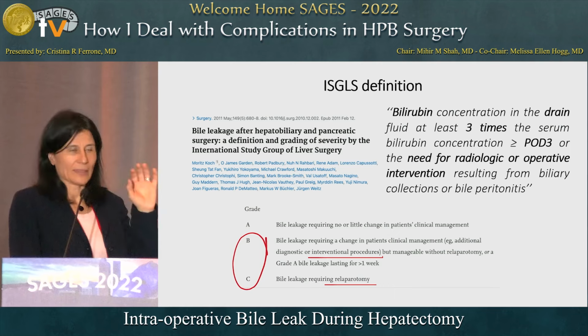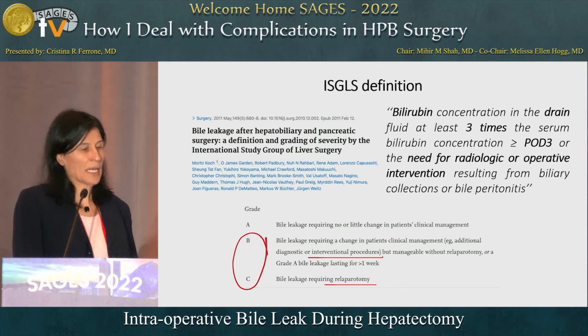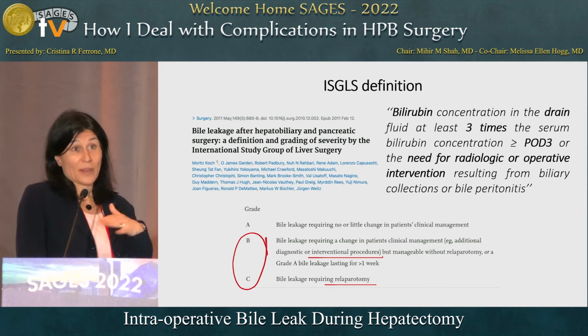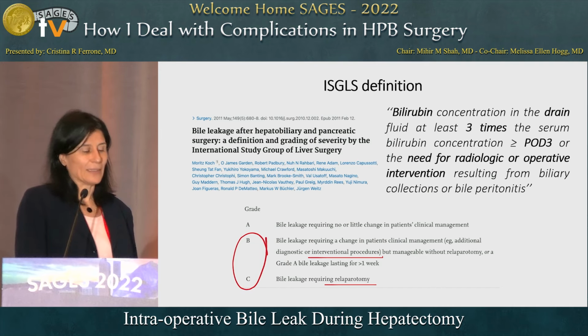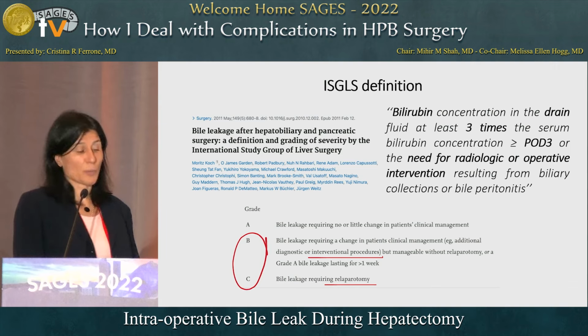the common bile duct and more major bile duct injuries in addition to the liver resection. But what I thought I'd start off with is the official definition of a bile leak, which is the bilirubin concentration in the drain fluid of at least 3 times the serum bilirubin concentration after or on postoperative day 3, or the need for radiologic or operative intervention resulting from biliary collections or bile peritonitis. All right, so that's just something to keep in the back of your mind.